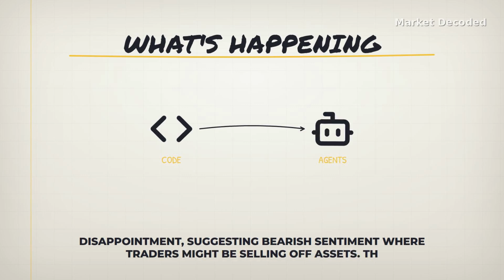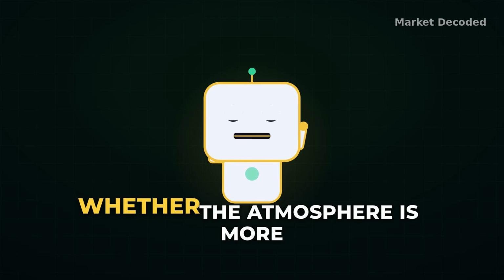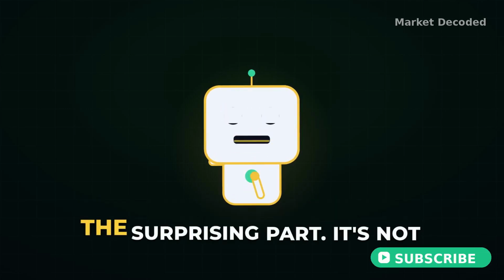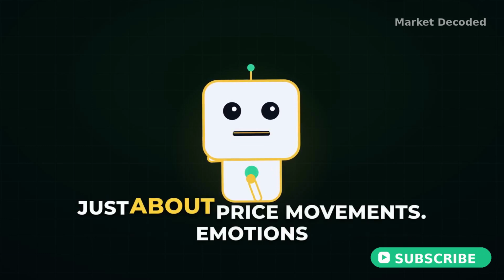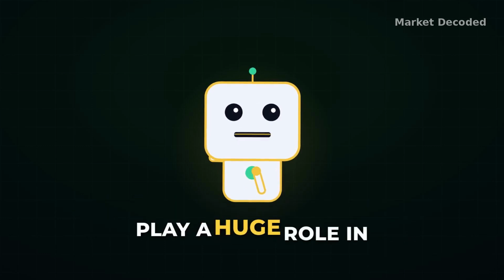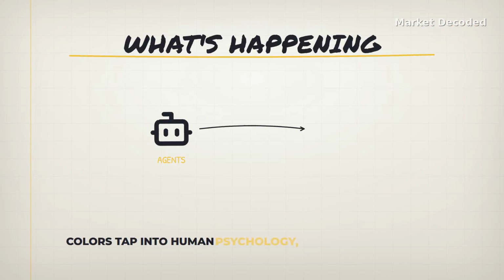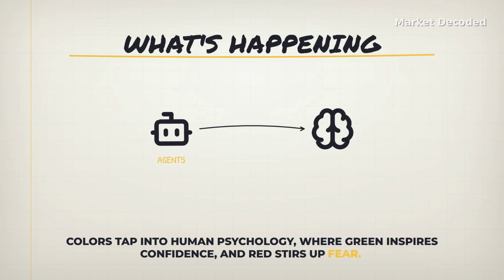This color coding is like a psychological thermometer for market sentiment, helping traders gauge whether the atmosphere is more optimistic or pessimistic. But here's the surprising part. It's not just about price movements. Emotions play a huge role in trading. These colors tap into human psychology, where green inspires confidence and red stirs up fear.